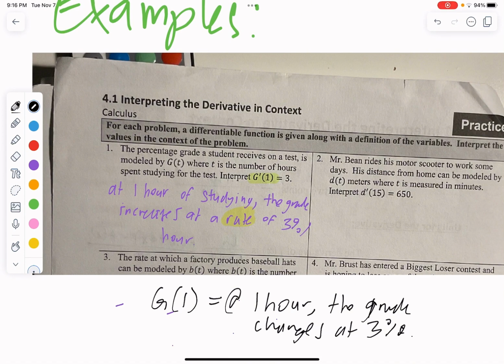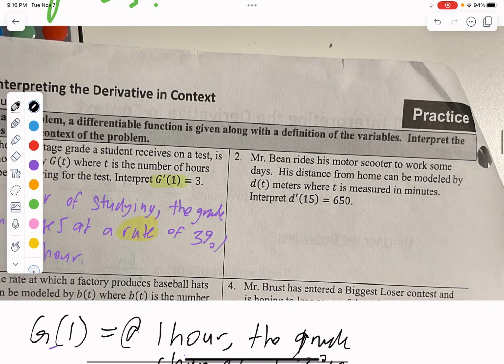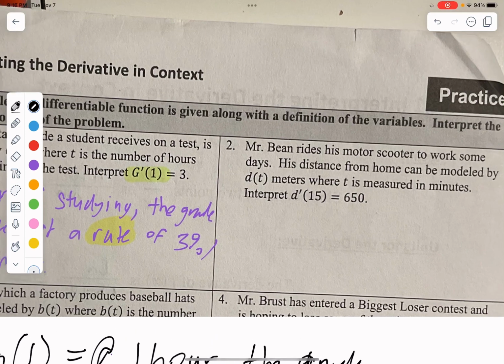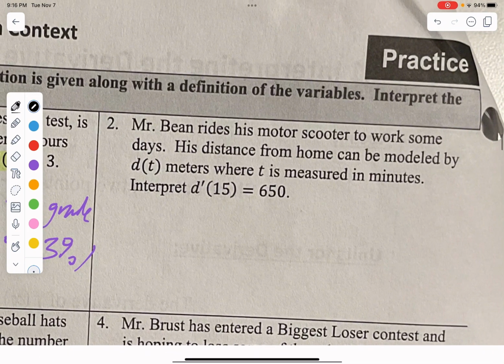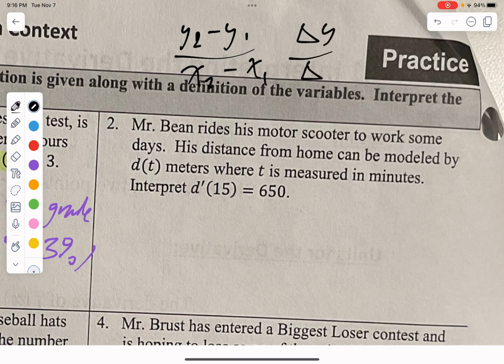Anyways, number 2. Mr. Bean rides his motor scooter to work some days. His distance from home can be modeled by D of t meters, where t is measured in minutes. Interpret D prime of 15 equals 650, all right? Once again, this is just derivatives, and derivatives are a slope, and a slope is a rate of change. Remember slope: y2 minus y1 over x2 minus x1, or the change in y over the change in x. That's basically all we're doing, just with a new name, and a little more difficult because derivatives are the slope of something that changes.